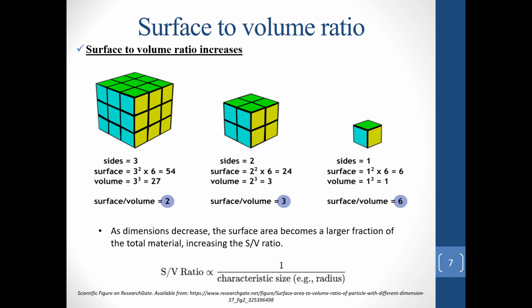So surface to volume ratio is inversely proportional to the characteristic size or radius. You can see the greater the size, the smaller is the surface to volume ratio. The smaller the size, the greater will be the surface to volume ratio. As dimension decreases, you can see that the surface area becomes a larger fraction of total material, and thus increases the surface to volume ratio.